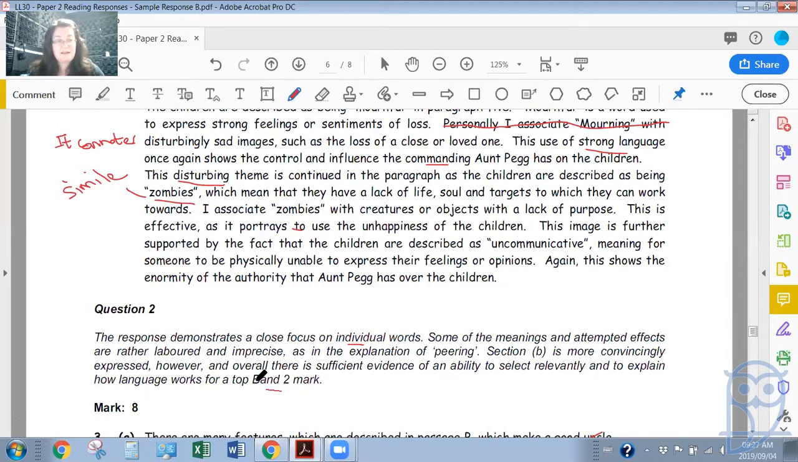So they didn't get a higher mark than band 2, they got an 8 out of 10. Perhaps if they had been a bit more precise and a bit more concise in the way that they describe things, they could have gotten probably a 10 if they'd identified those main key features. Okay.